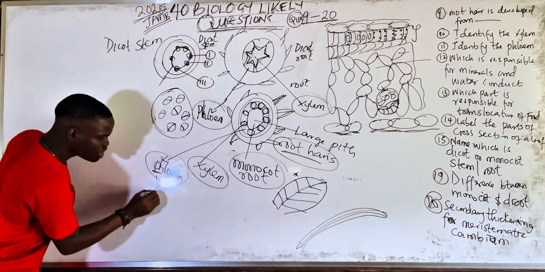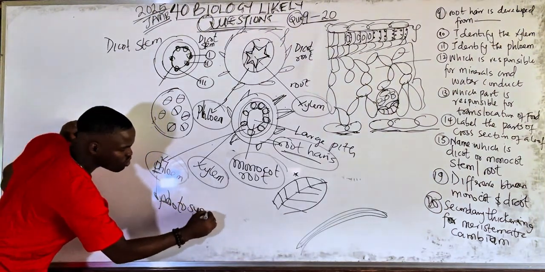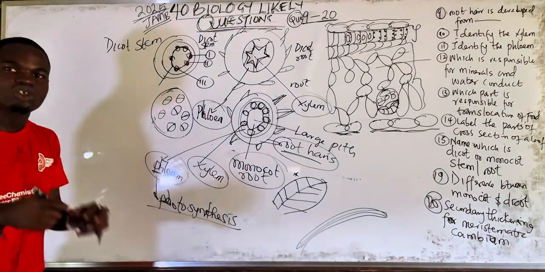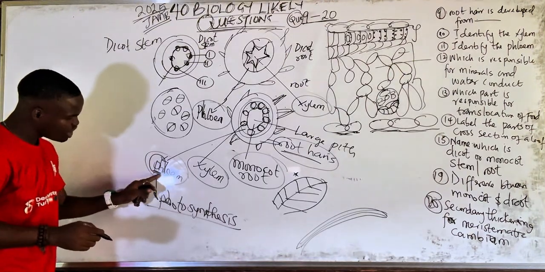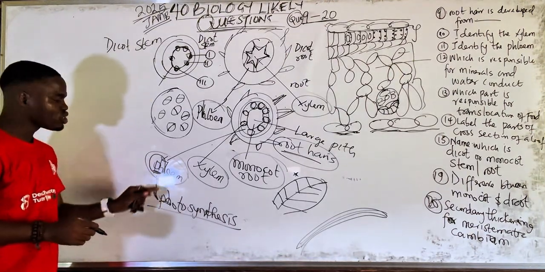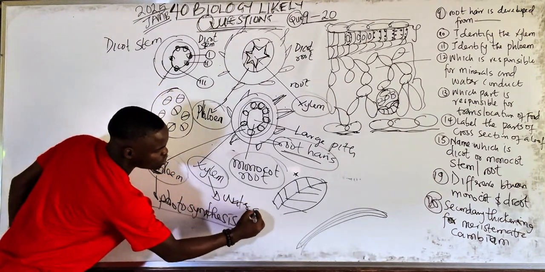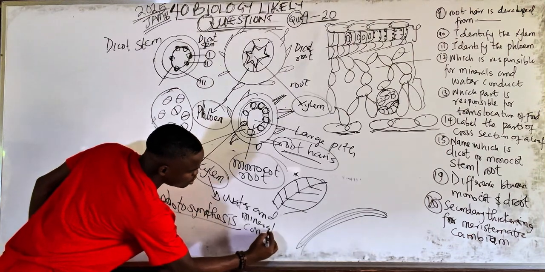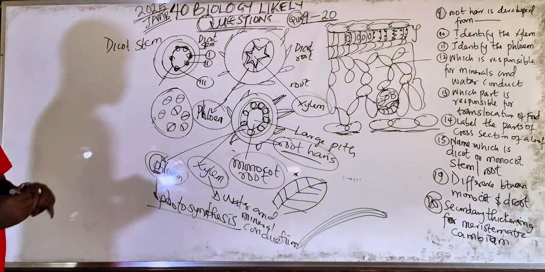I don't know why people miss this. Ph: P means photo, as in photosynthesis. So phloem is for food translocation, or food transport, while xylem is for water and mineral conduction. Okay, so don't miss that.